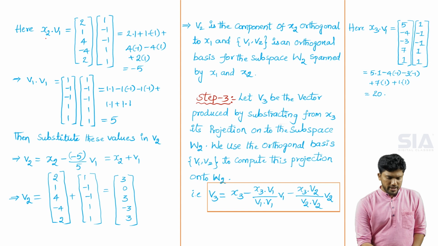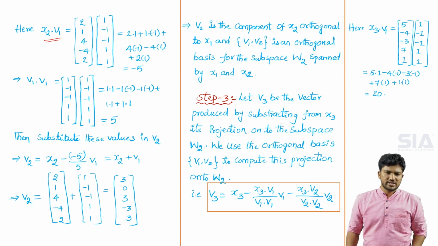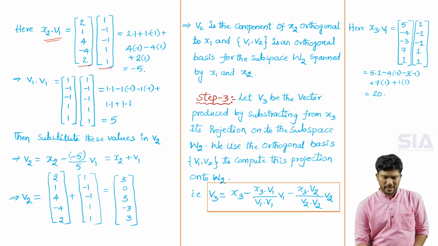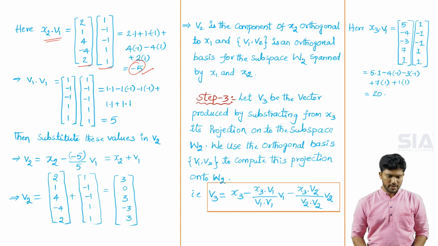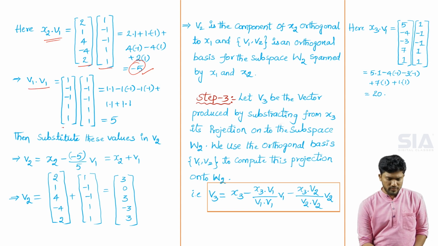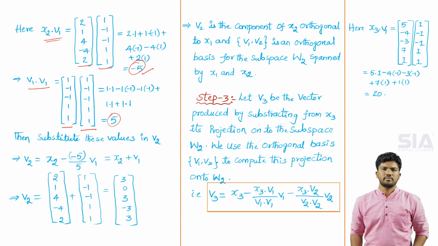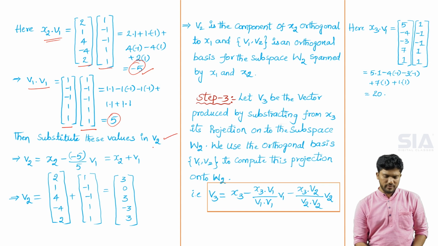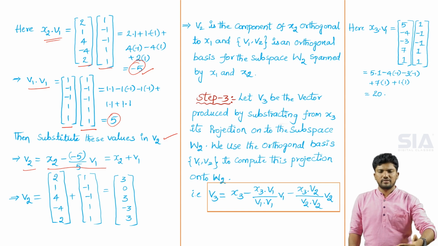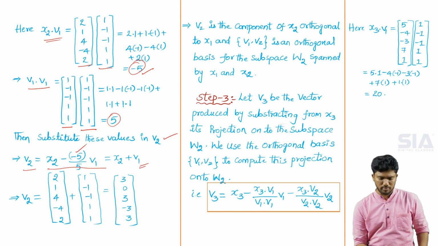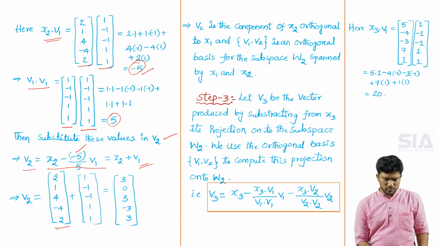Here we can find the values. Numerator value: x2 into V1, substitute the x2 matrix and V1 matrix, then multiply them, you will get minus 5. Next V1 into V1, substitute the V1 value and V1 value again, multiply them, you will get 5. Now substitute the corresponding values in V2: V2 is equal to x2 minus, the denominator value is 5, numerator value is minus 5, simplify, then you will get x2 plus V1. Now substitute the second vector x2 from the basis and the first orthogonal vector V1.